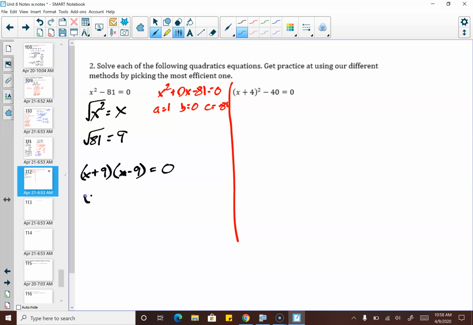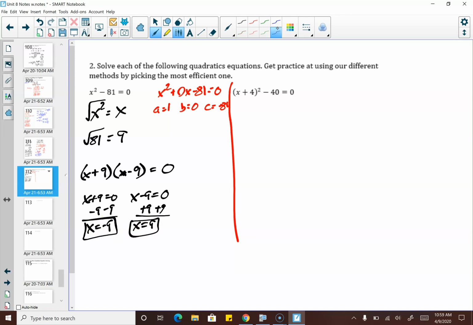But if we finish solving here, we get x plus 9 equals 0 and x minus 9 equals 0. So if we solve for each, we get x equals 9 and we get x equals -9, okay?